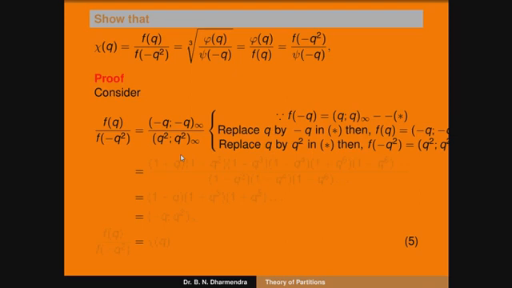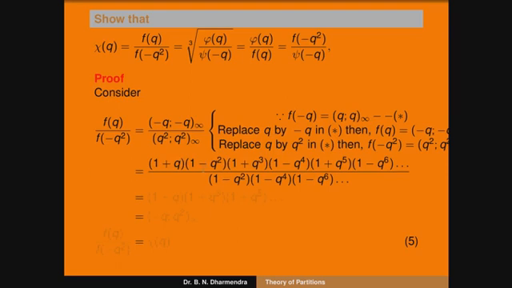So that is equal to, we can expand that q shifted factorial, that is (1 plus q)(1 minus q squared)(1 plus q cubed)(1 minus q to the power of 4), alternating signs up to infinite terms, divided by the terms of (q squared; q squared) infinity, that is (1 minus q squared)(1 minus q to the power of 4)(1 minus q to the power of 6). So, we can cancel that even term. The numerator contains both even and odd terms.